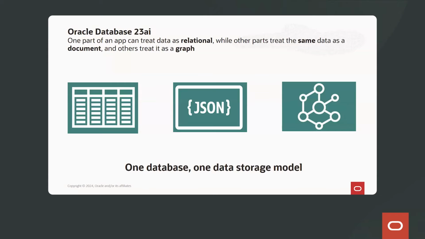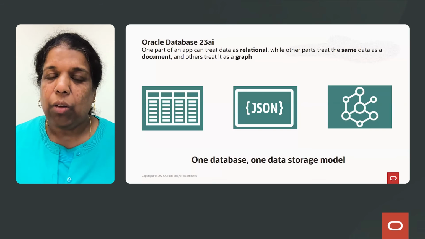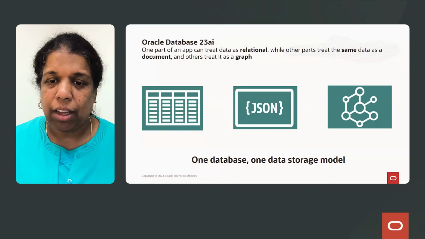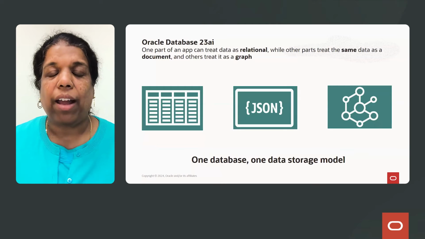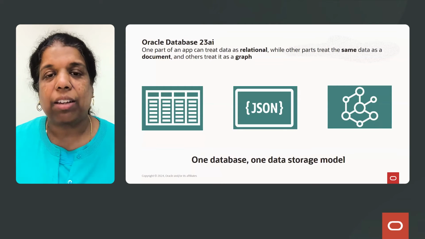So you might have seen in the JSON sessions, for example, of JSON duality views, and the similar theme extends to graph as well. You can store your data once, and then you can use it as relational data or as JSON documents or as a graph.